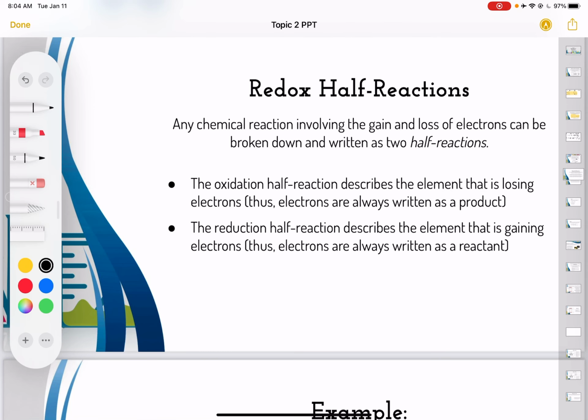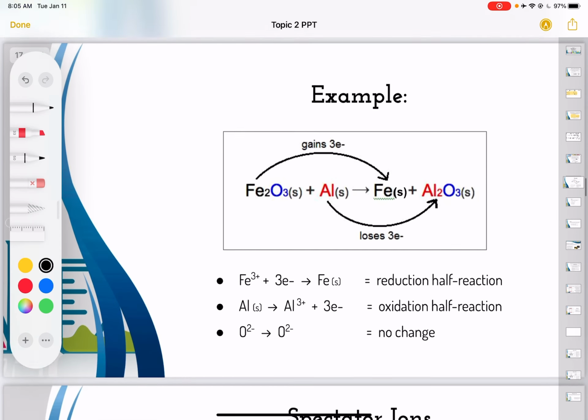So it says redox half reactions. Any chemical reaction involving the gain and loss of electrons can be broken down and written as 2 half reactions. The oxidation half reaction describes the element that is losing electrons. Thus, electrons are always written as a product. The reduction half reaction describes the element that is gaining electrons, and thus electrons are always written as a reactant. Okay, so we'll show you that as an example.